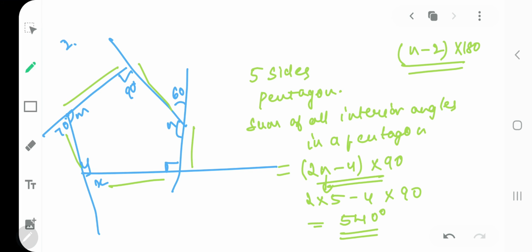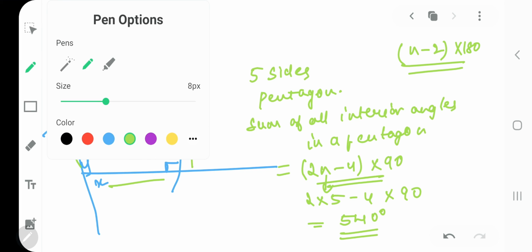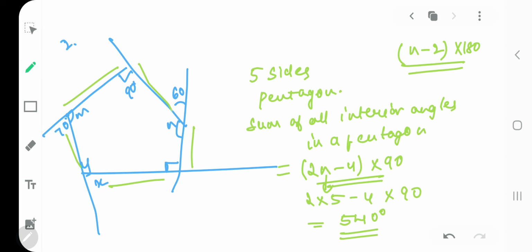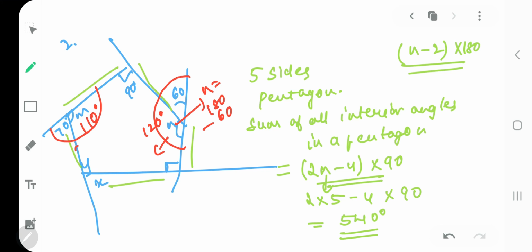Now my dear kids, can you see here? This is 60. So what will be n? N will be a linear pair, that is 180 minus 60, that will be 120. What about this? This will be 110, m will be 110 because again they are forming a linear pair. This is 90, this is 90, and you have to find y and you have to find x.